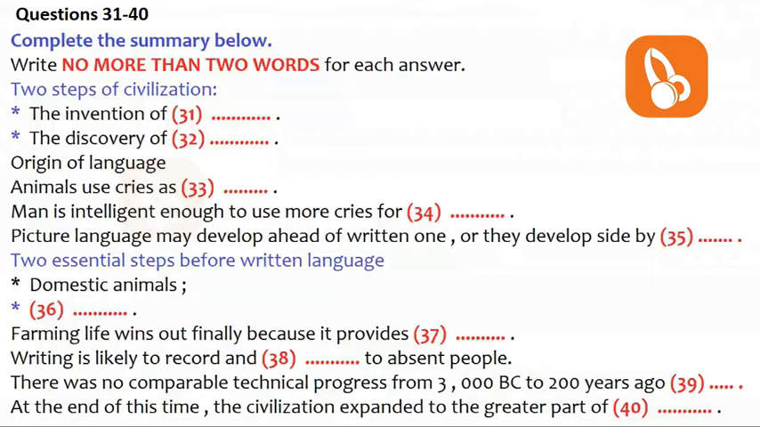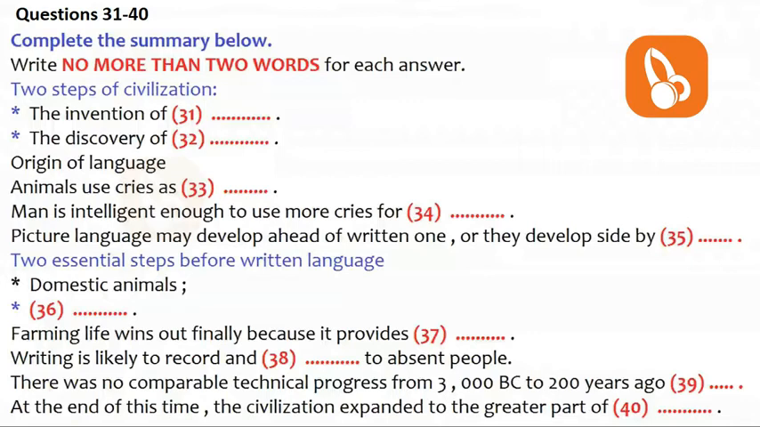Today in our History Series lectures, Professor Smith is going to introduce the history of human civilization. Welcome, Professor Smith. Good afternoon, ladies and gentlemen. Do you know when human civilization originated? And what's the development of human language?